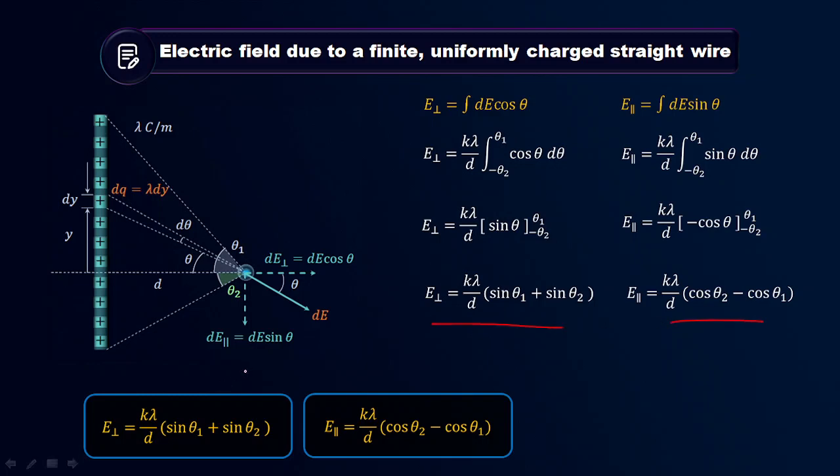So whenever we have a uniformly charged wire, we will have two components of electric field. One is the electric field which is perpendicular to the wire. Another one is the electric field that is parallel to the wire. And we can simplify them, right?